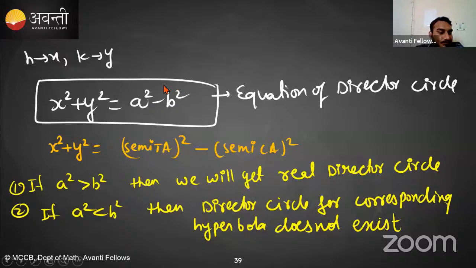Is this clear? Any doubt, students, so far? Tell me quickly in the chat box if you have any doubt. Okay. So this is the note that I have written here, that the director circle is real only when the length of the transverse axis is greater than the length of the conjugate axis. Clear everyone?